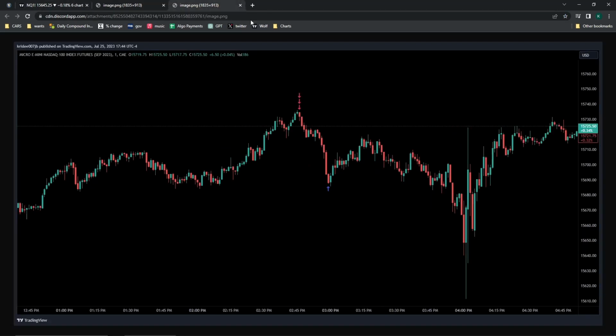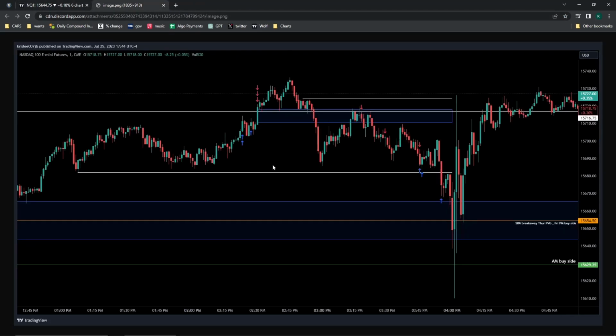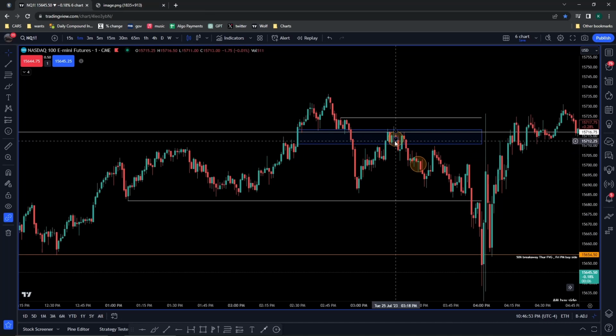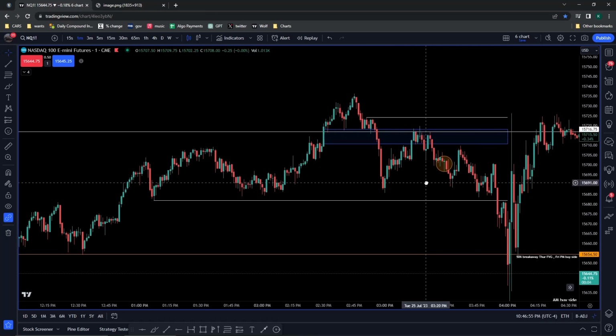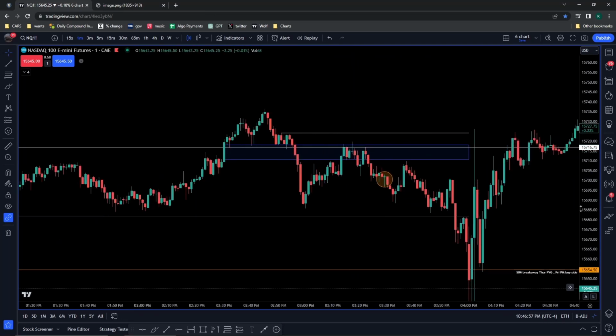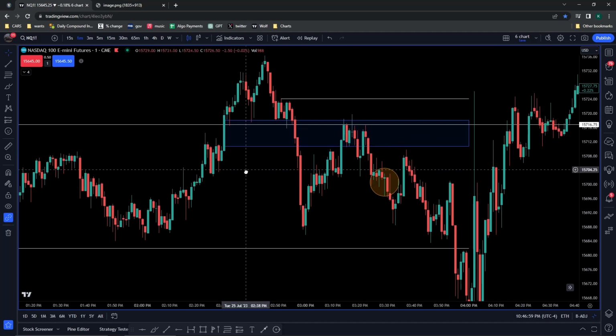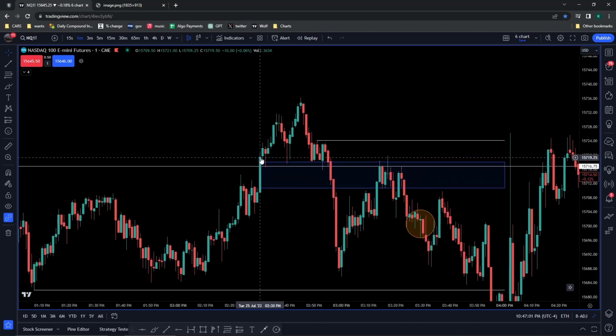Last trade though, so we can go off the micros because that was just micros. Last trade is a short. Again, very close to the high, so very nice entry here. We're entering off of this FVG, and it's the FVG that we actually previously were using as support. So we can see that we created this 1 minute FVG.